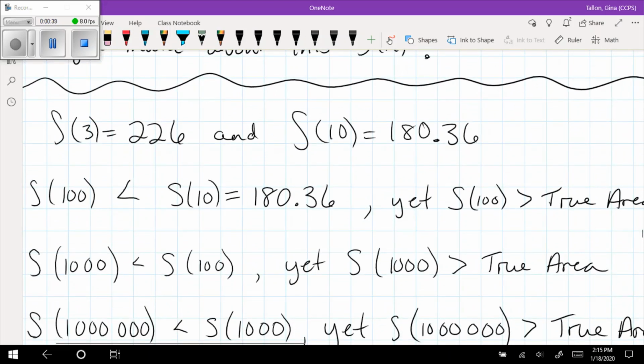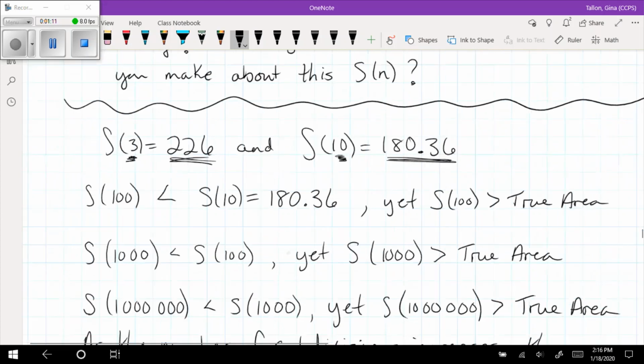The upper sum with 3 subintervals was 226 squared units. And the upper sum with 10 is 180.36 squared units. The upper sum with 100 subintervals would be smaller than the upper sum with 10, because obviously as our n is getting bigger, our upper sum is getting smaller. Does that make sense? The more subintervals that we have, the smaller the area is going to get.